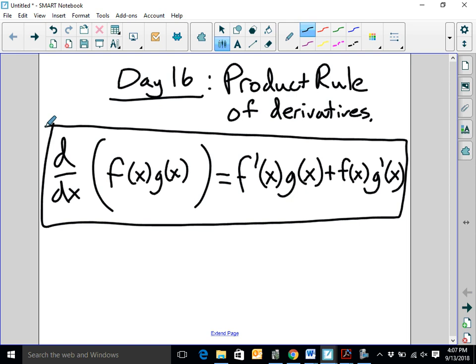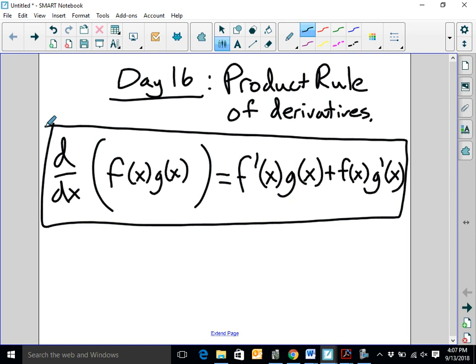Notice that the functions f and g, the original functions, show up in this, along as both of their derivatives do as well. So we're going to see f prime show up, we're going to see f show up, we're going to see g show up, we're going to see g prime show up. So all of these things show up. That is our product rule of derivatives. That is the general form right there. So we need to know that very well, and we need to know how to apply it.